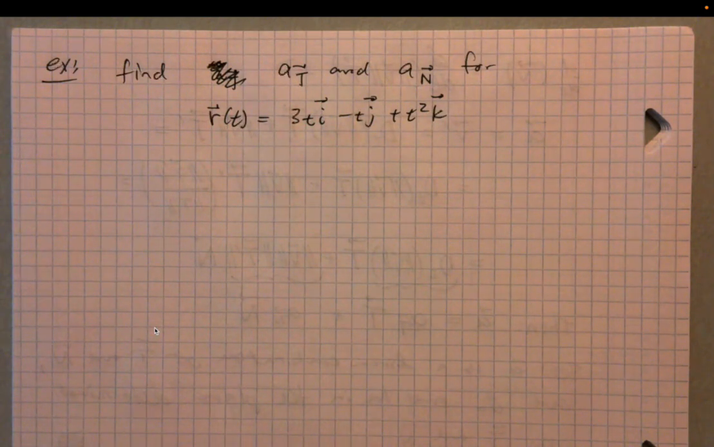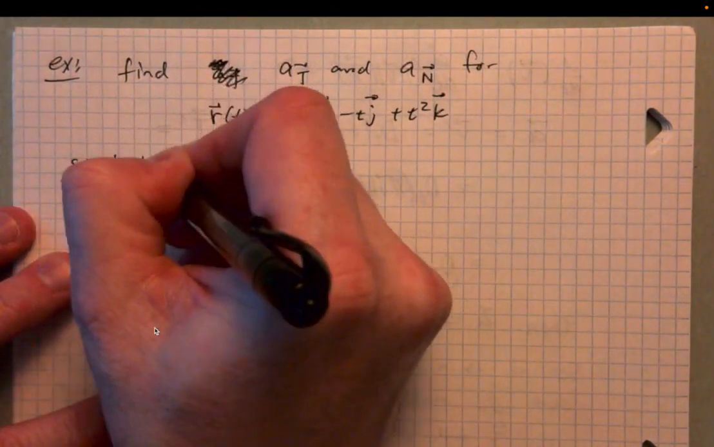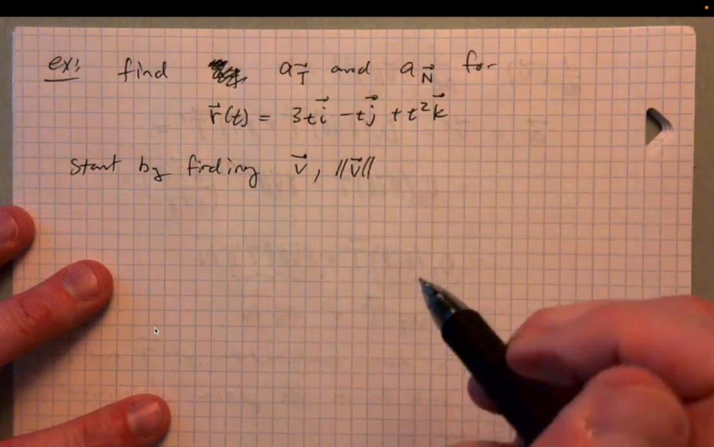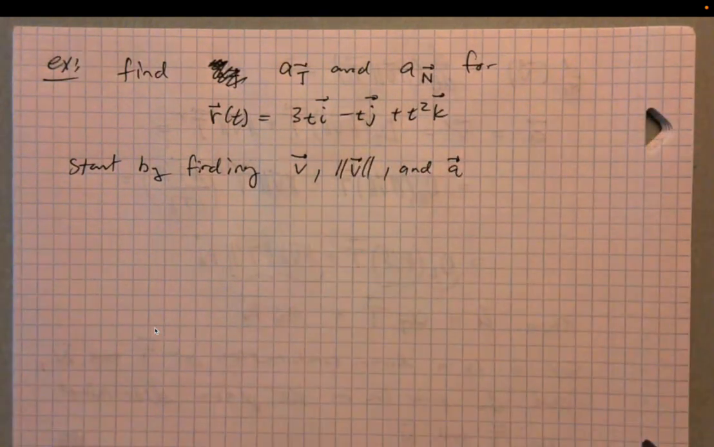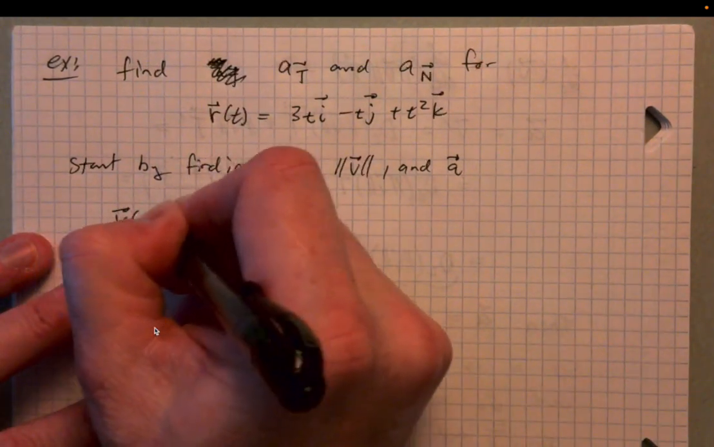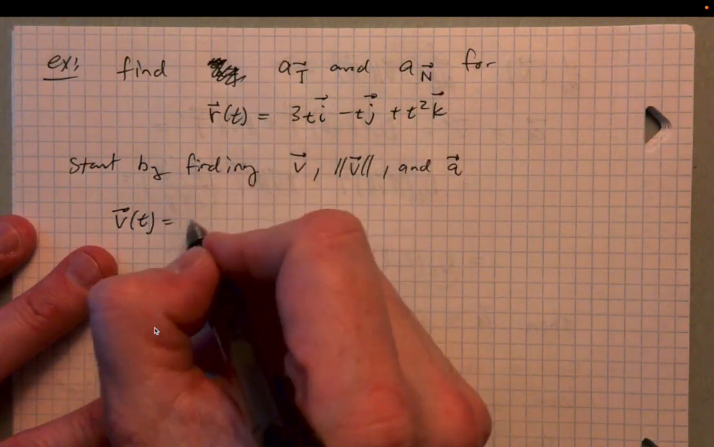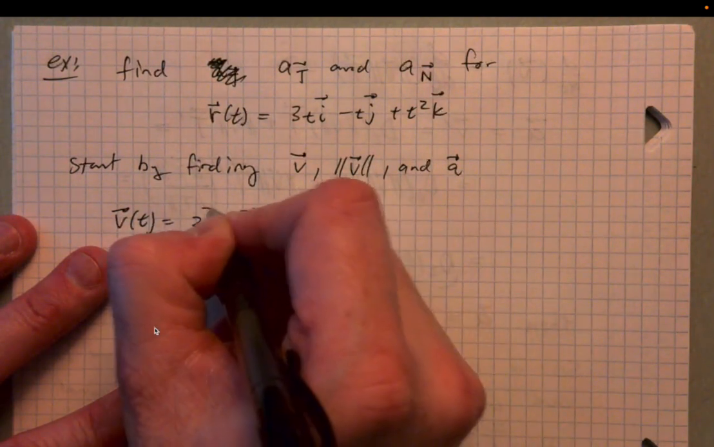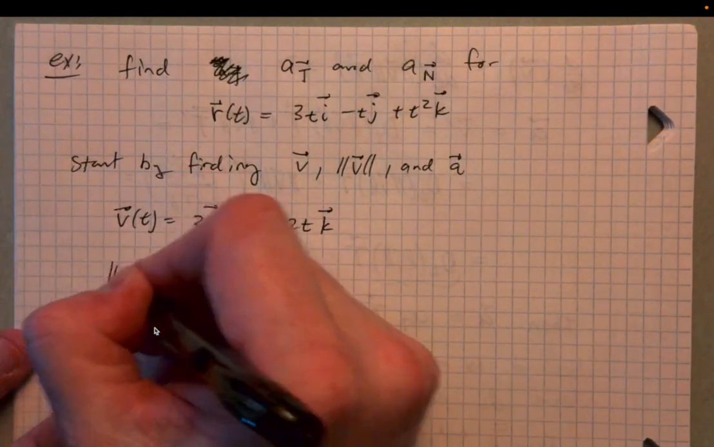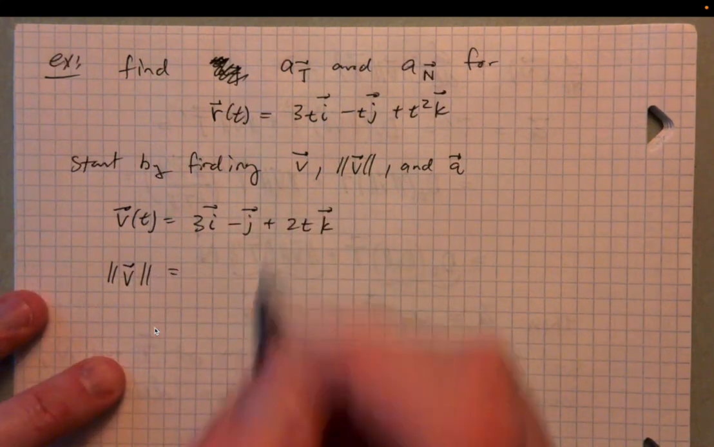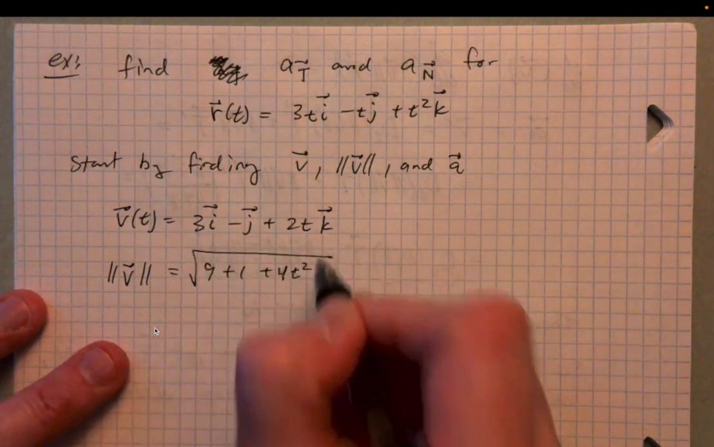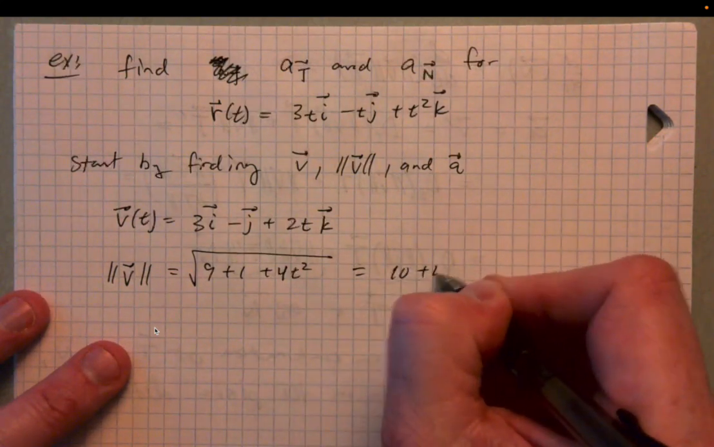We saw just a moment ago that there are lots of ways to do this. So we'll start by finding the velocity, and let's also find the norm of the velocity. The velocity is the derivative of this, so that's just 3i - j + 2t k. That's the velocity vector. The norm of the velocity vector is the square root of 9 plus 1 plus 4t², so that's the square root of 10 plus 4t².